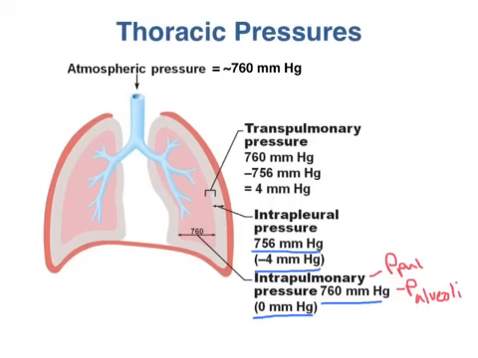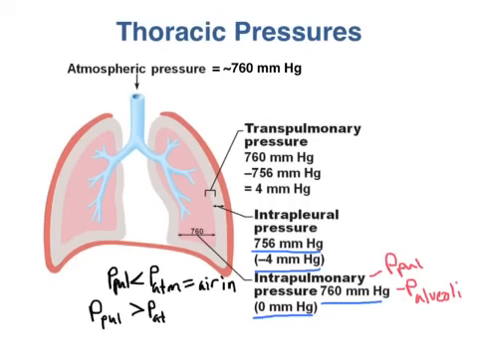If that intrapulmonary pressure is less than the atmospheric pressure, then air is drawn in. If that intrapulmonary pressure is greater than the atmospheric pressure, air will be forced out.